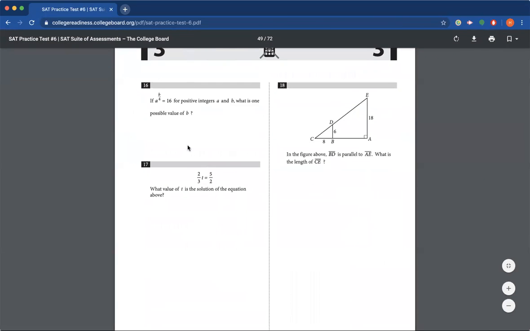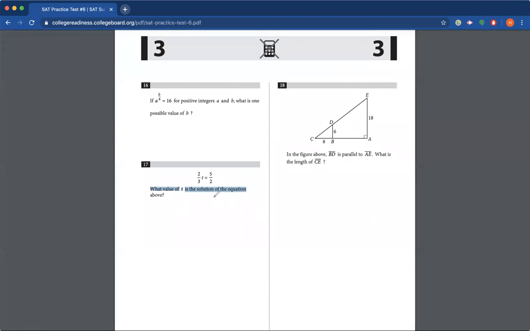What value of t is the solution to the equation above? Just cross multiply, so we want to isolate t. This shouldn't be too bad. t equals 15 divided by 4. What I did was cross multiply. I did 3 multiplied by 5, which gives me 15, and 2 multiplied by 2, which gives me 4. So that is my answer.